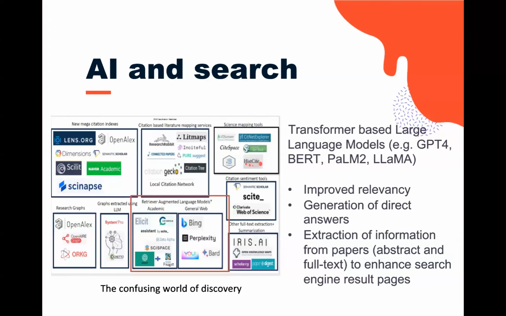But for today, I'm going to focus on one specific area that's extremely trendy and hot, which is search engines that are using transformer-based large language models. Of course, the most famous transformer-based large language model is OpenAI's ChatGPT, which is actually GPT-3.5, and they have the latest GPT-4 model. These are not the only ones. Google has the BERT model as well as the PaLM 2 model, and Meta has released the open source Llama model.